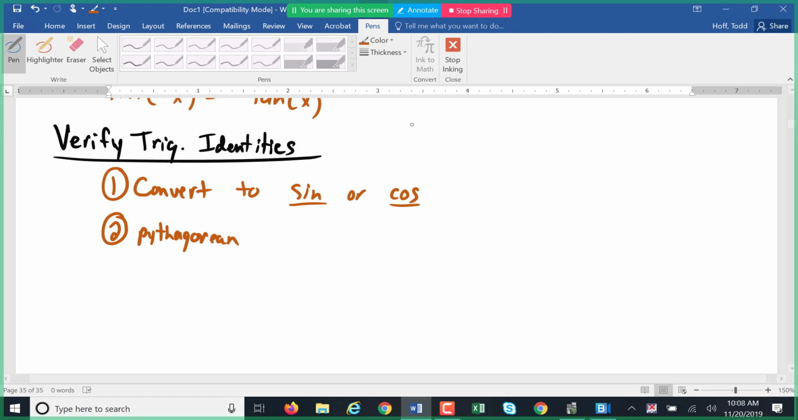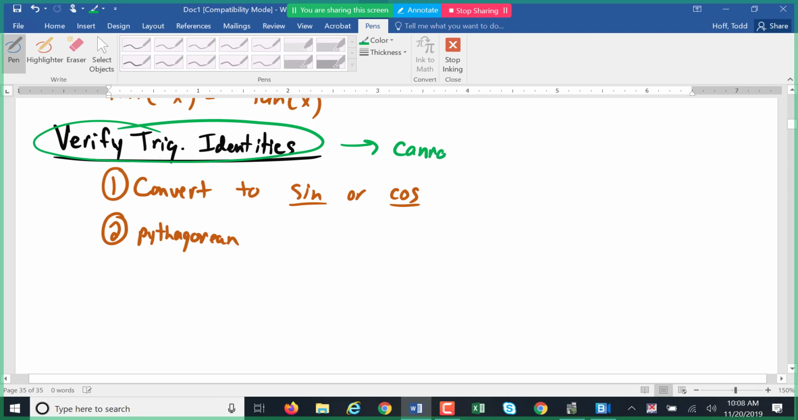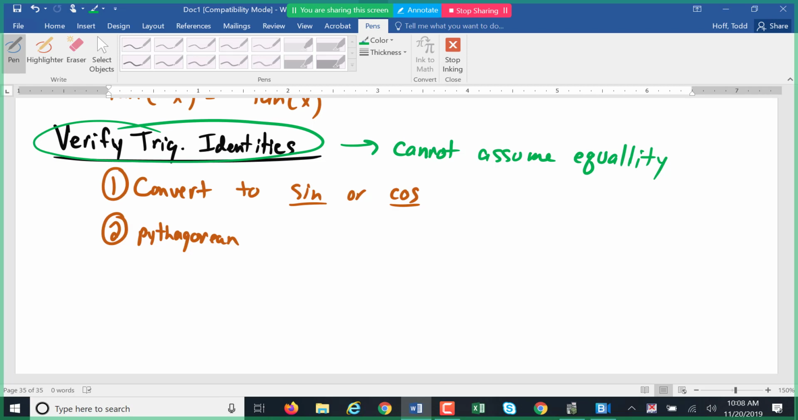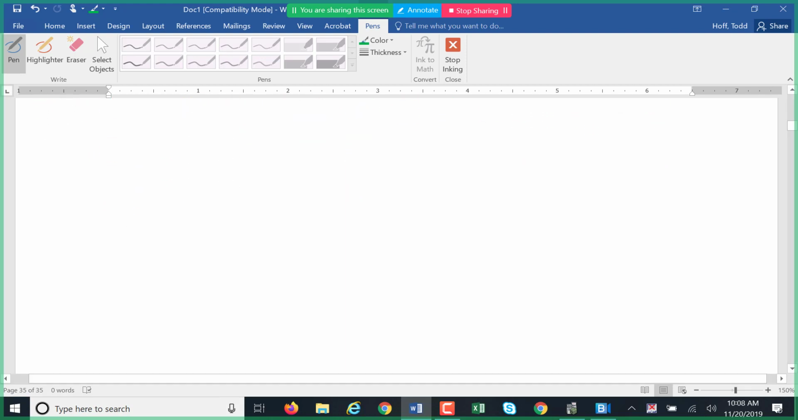When we're verifying an identity, we cannot solve it as an equation. Because when we are verifying an identity, we can't assume equality. What that means is we can't assume that one side is equal to the other. So that means we can't add or subtract to both sides or multiply or divide both sides. On each side, we can only replace something with another thing that's equivalent to it. But we can't work between the two sides like we do solving an equation. Let's look at an example.